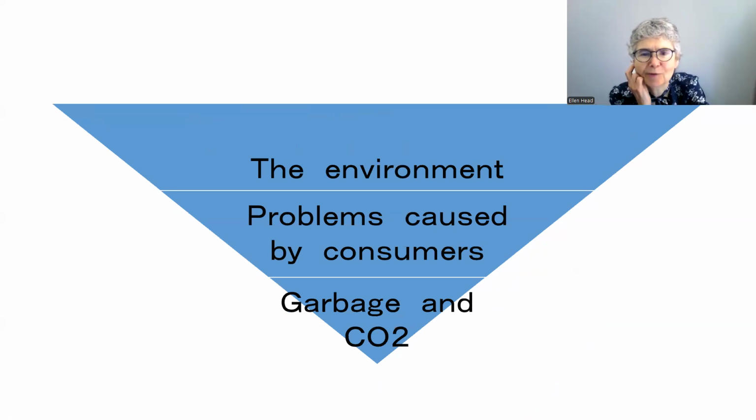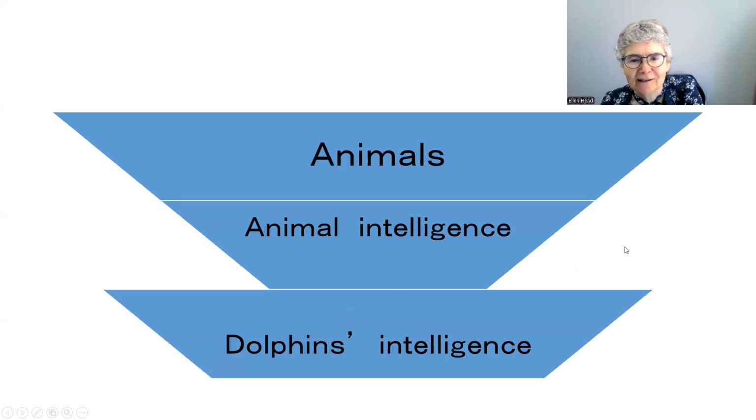And our final example is the environment. If we just say, okay, there are lots of problems with the global environment nowadays, let's narrow it to problems caused by consumers and the CO2, which is caused by garbage and especially packaging. So this can lead us to think about the solution as well, which could be to reduce the amount of packaging that we use and also to recycle correctly. And here's a final example. We've got so many examples here.